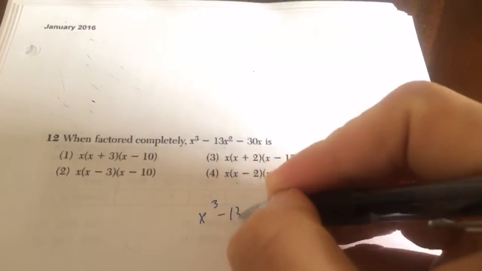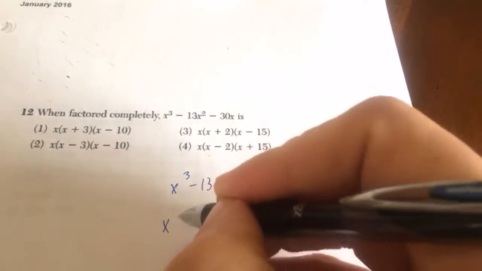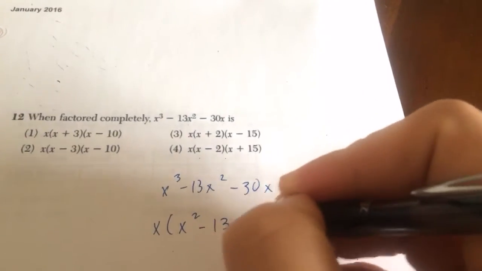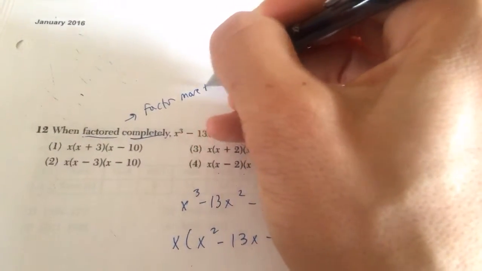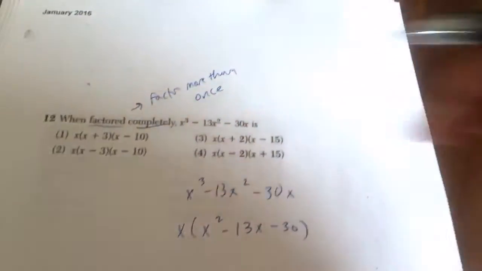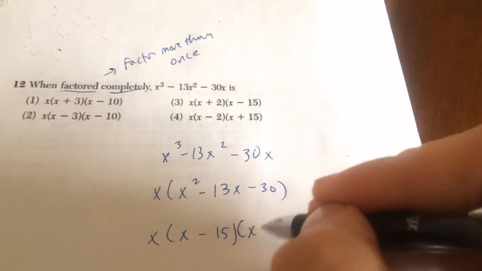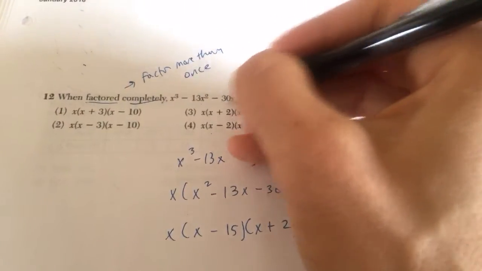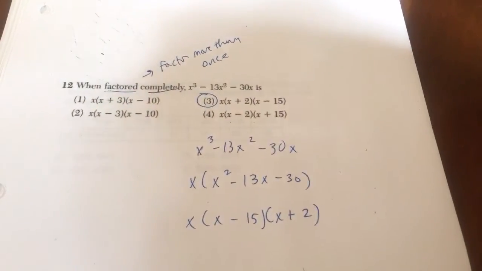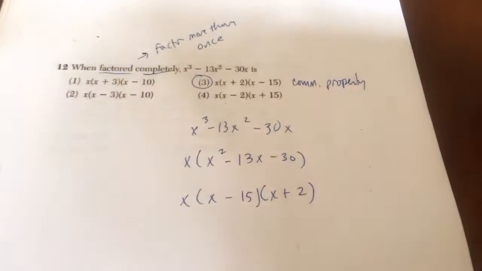If I want to factor this completely, what I need to look to do first is to pull out an x, factor out an x. That's my GCF. Anytime you see the phrase factor completely, you want to factor more than once. Okay, so now what I'm going to do is say x minus 15 and x plus 2. In this case, they are just written backwards. That's choice number 3. I can multiply those backwards because of the commutative property of multiplication.